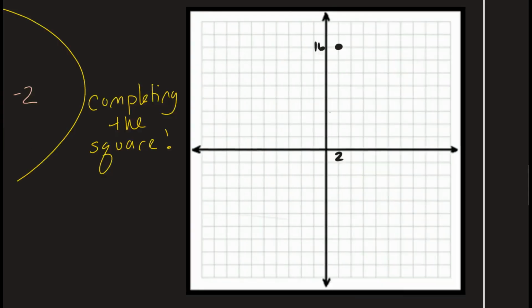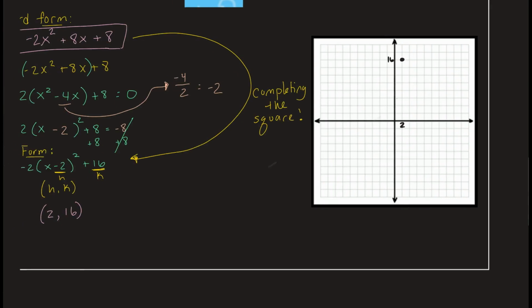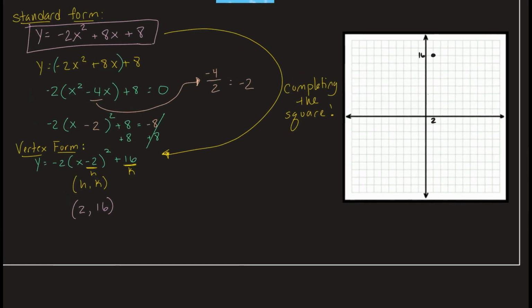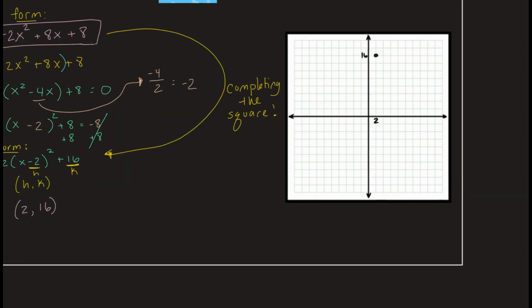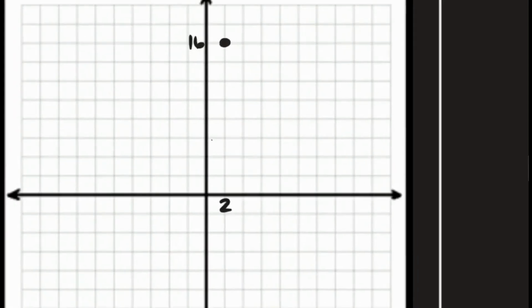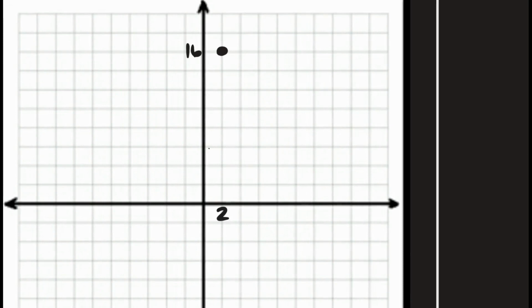Now, from transformations, which actually that's going to be next week's topic, we remember that if we have a negative out in front, that means that our function has been reflected, meaning it's upside down. So I know that this is going to be a downwards facing parabola.